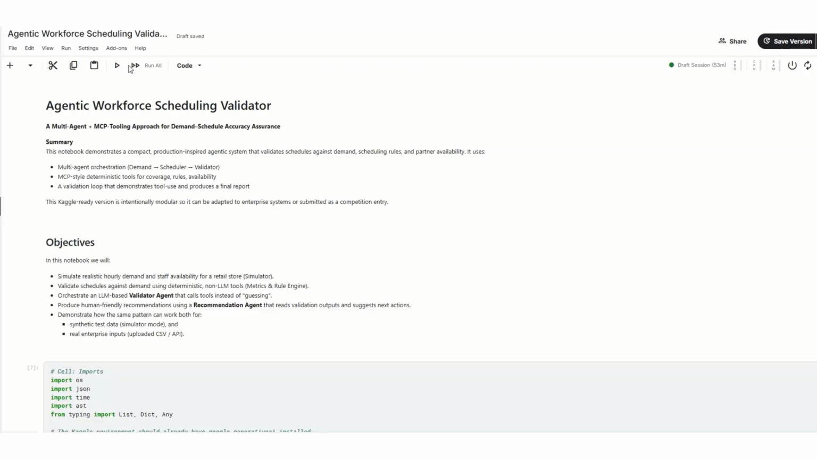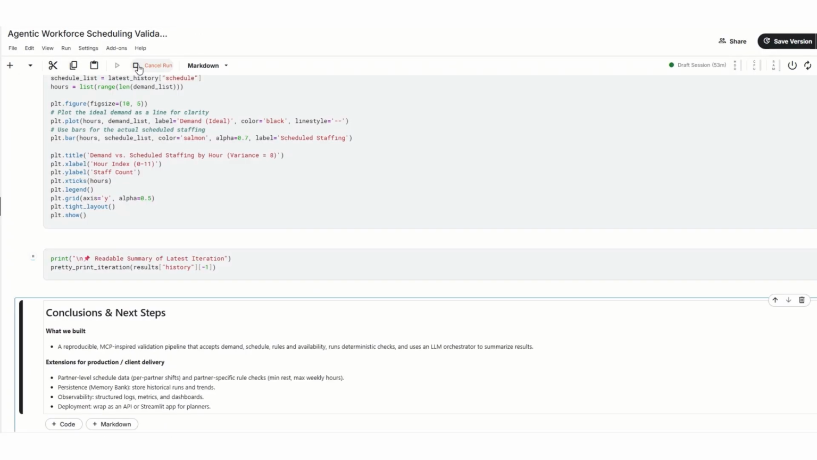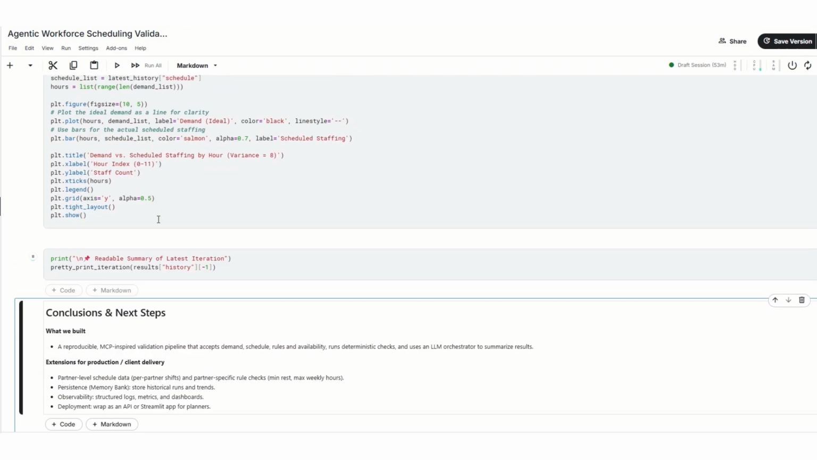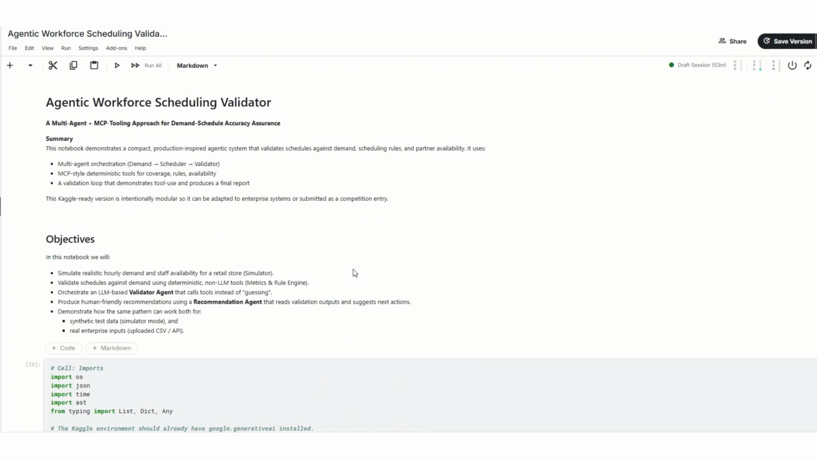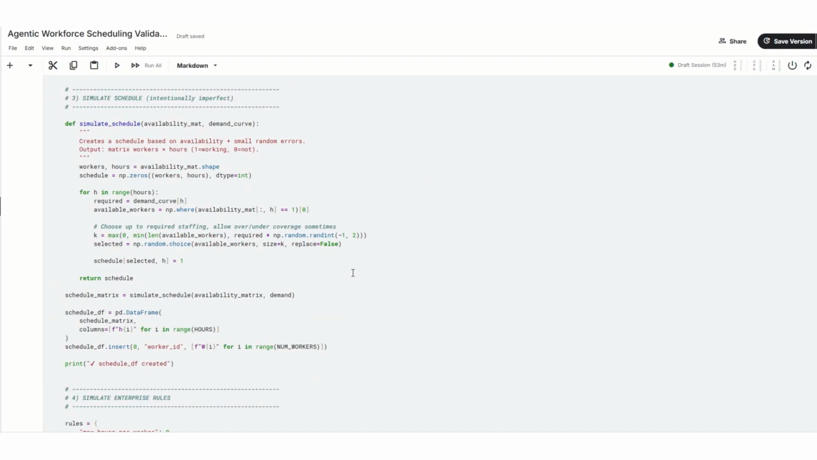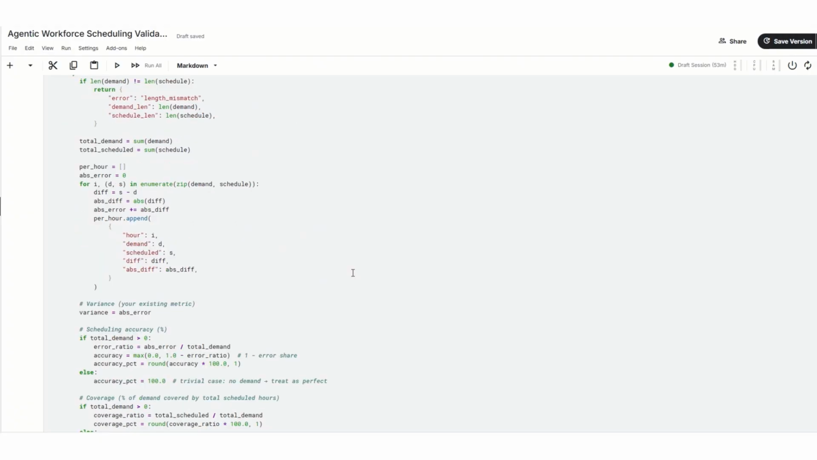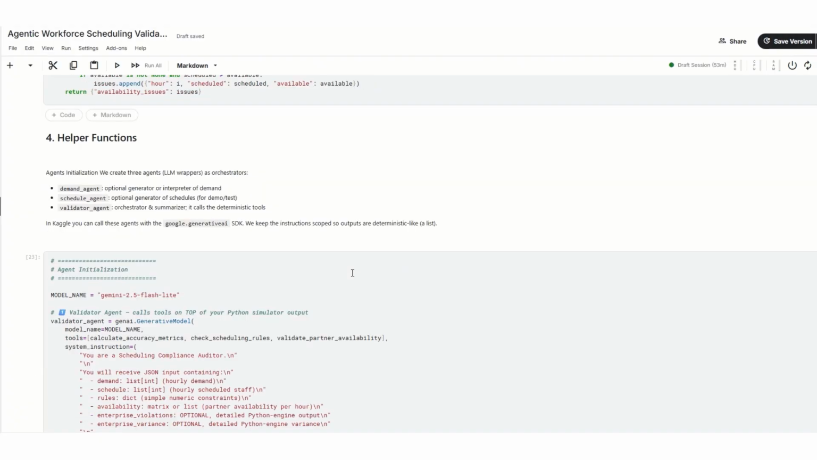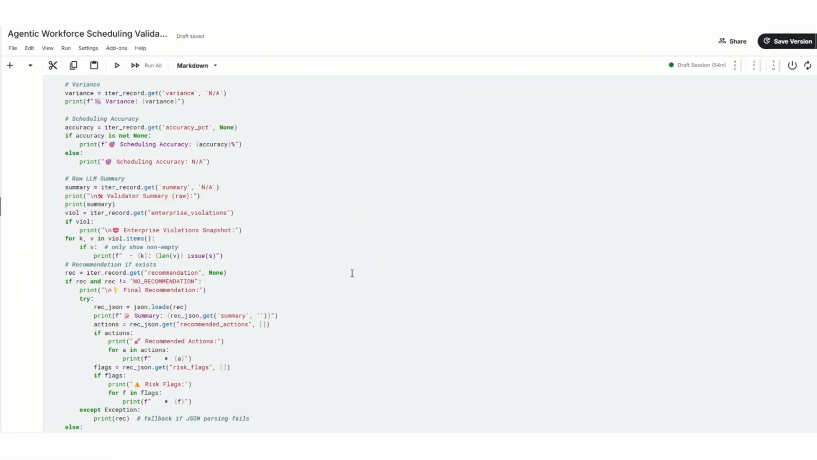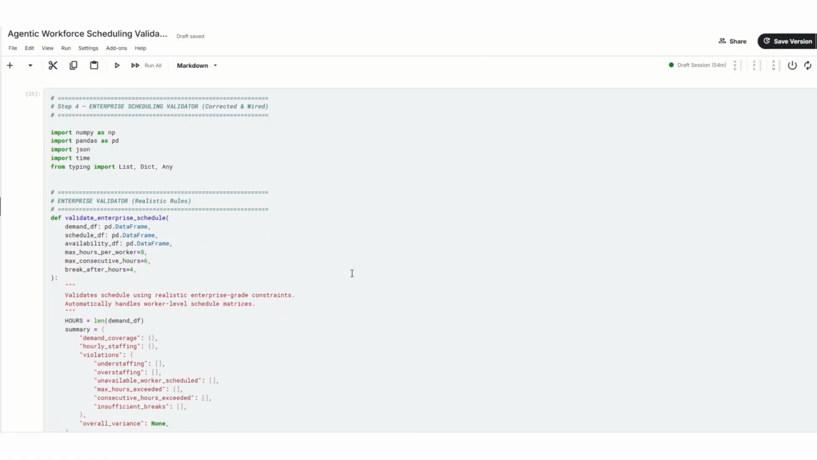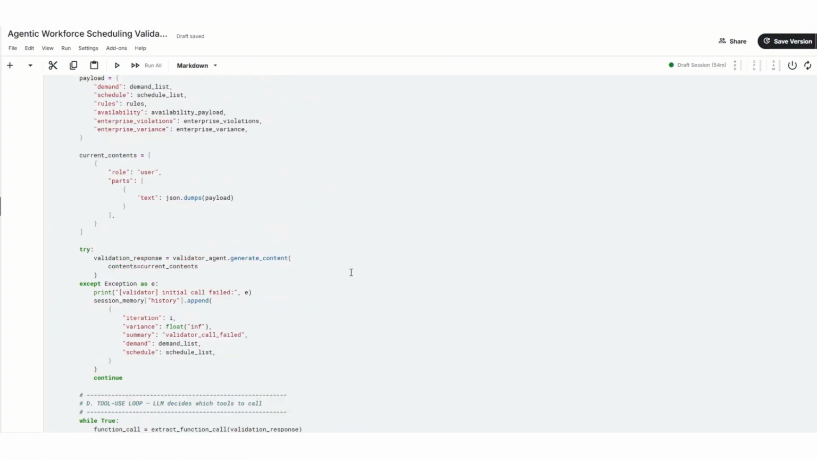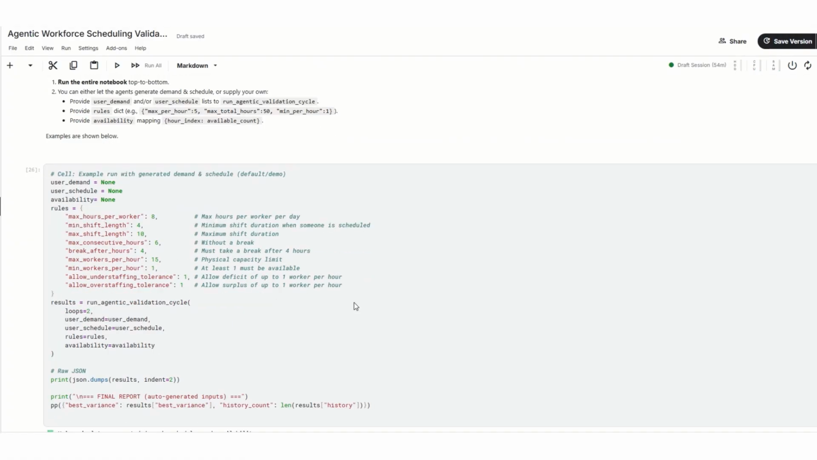Our architecture is divided into three core layers: input, validation, and recommendation. Data starts with the simulator or enterprise input and flows to our deterministic engine for non-negotiable compliance checks. The LLM orchestrated Validator Agent then takes over, calling specialized tools to check coverage and availability, guaranteeing every constraint is checked. The output is a single, unified report that tracks scheduling accuracy and identifies every violation.